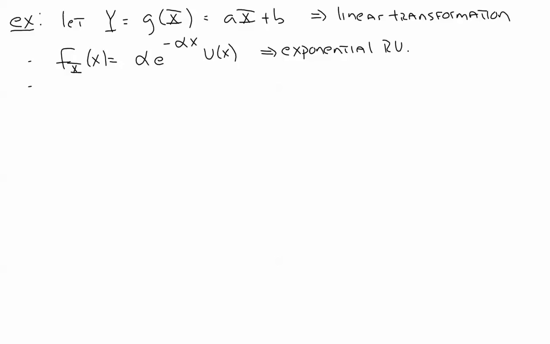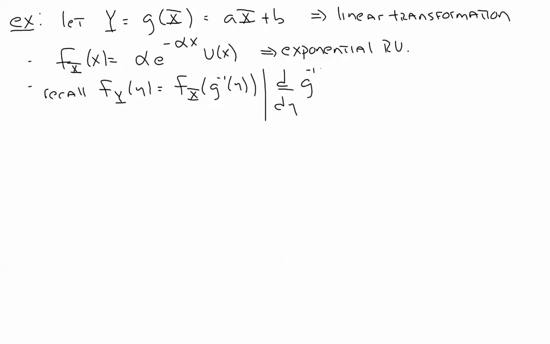Well, recall that is the way we do the transformation. So the first thing we need to find is the inverse of g. So x equals g inverse of y equals, very simply, 1 over a times y minus b. That's it.